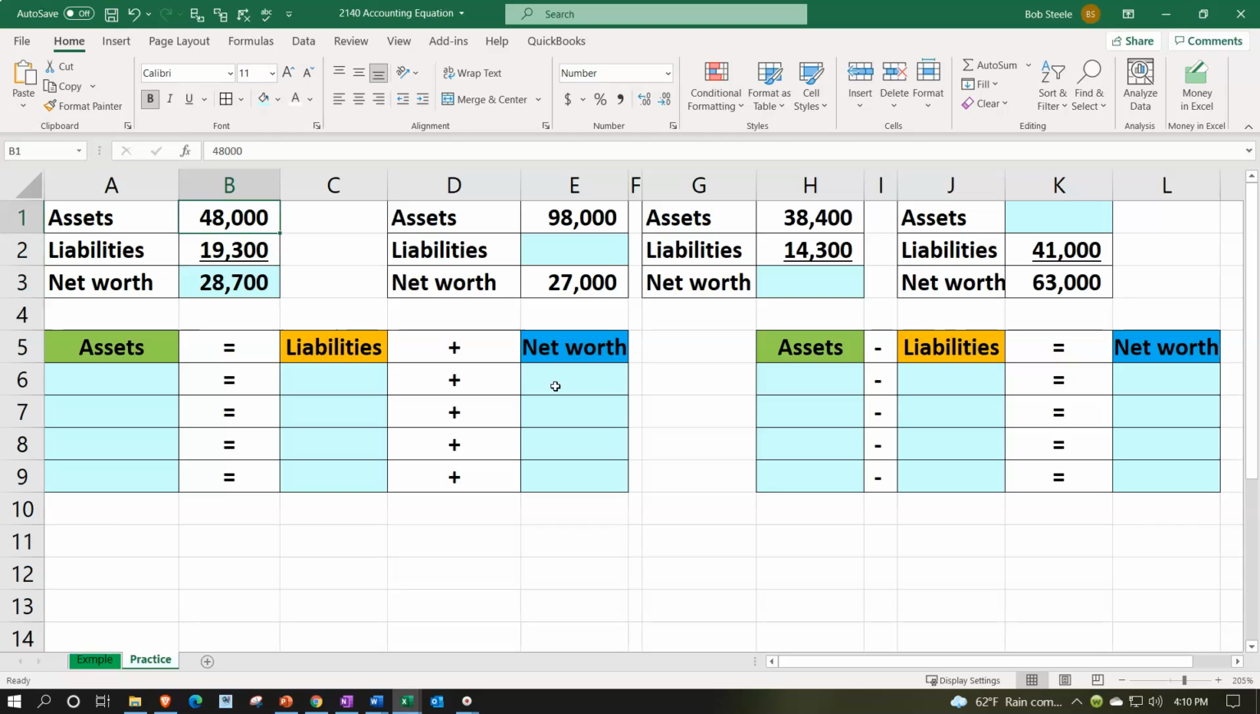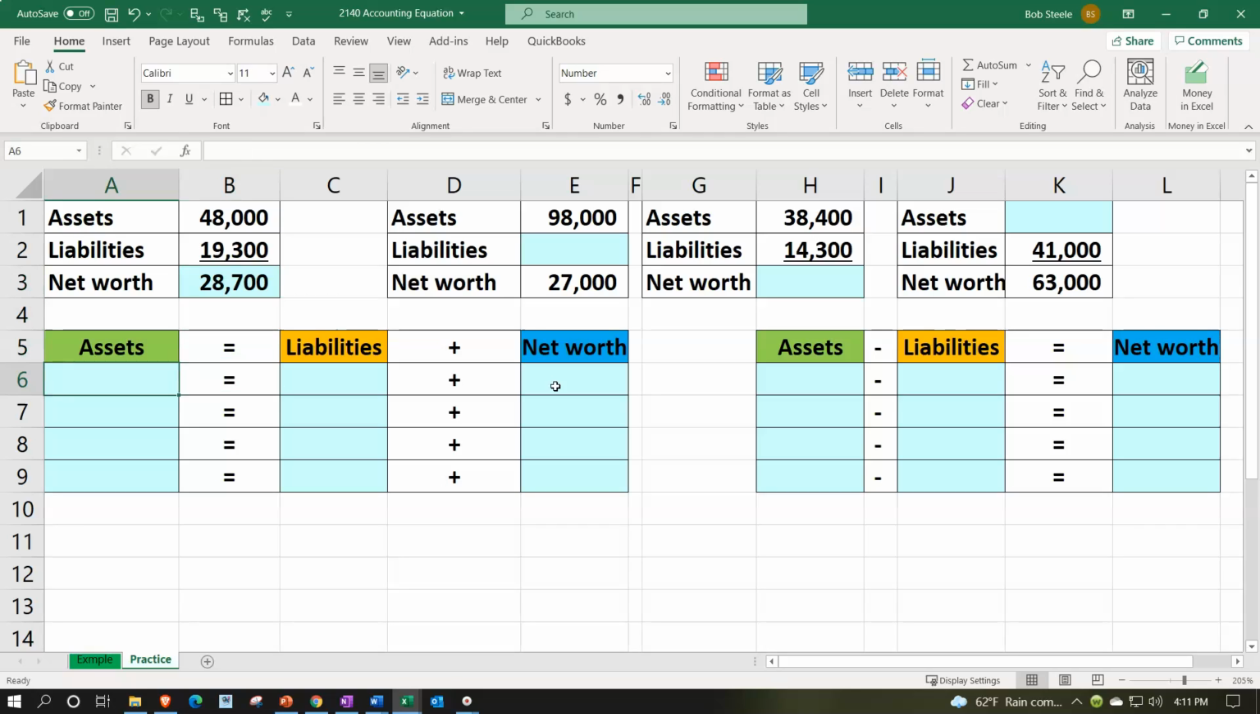The total assets that we have are 48,000. We owe somebody, a third party, the bank, whoever, 19,300. That means our net worth, what we net have, or net value from a financial perspective, is 28,700.